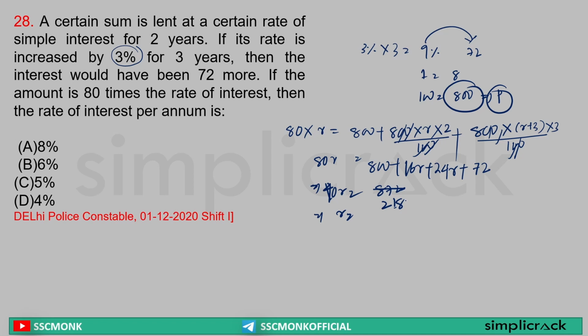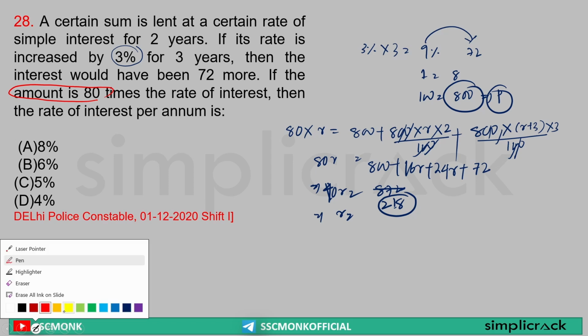So the rate of interest is equal to, I think there is something wrong in this particular question. I will check, because the amount is 80 times, so it cannot be possible with this. Okay, so I will check with the team.